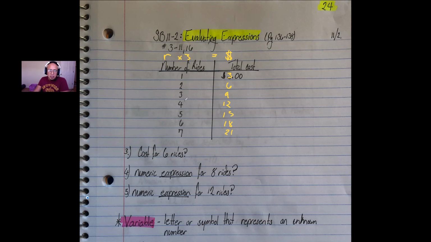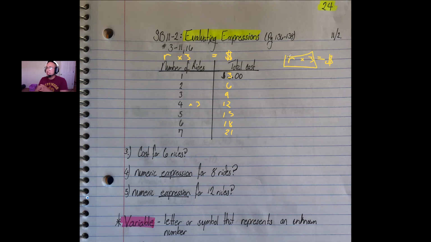For example, if you went on 4 rides, so that would be 4 times 3, 4 times 3 is going to give you 12. So that instead of having to write this massive table, you can just be like, well, the number of rides, that's R, and you multiply it by 3, and that's going to give you your total cost, right? This is the expression, though, that we're interested in.